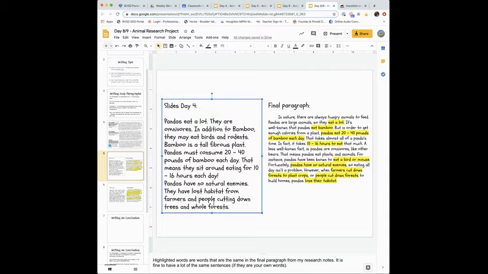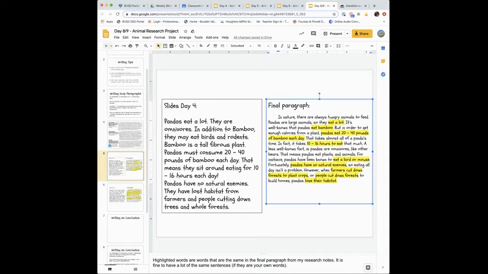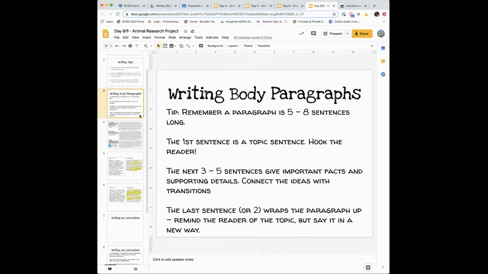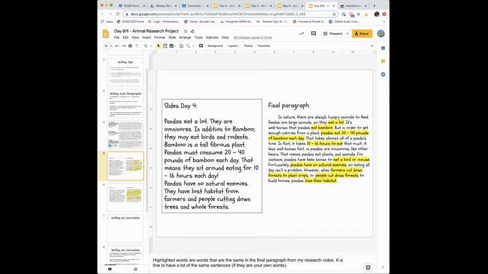Jones really love to go above and beyond, so we tried to give an example of an above and beyond paragraph here. This sentence, "Pandas eat a lot," well, I think it's a detail. And I know that to write a good paragraph, I need to have a first sentence that is a topic sentence trying to hook the reader. So that's why the first part here isn't highlighted.